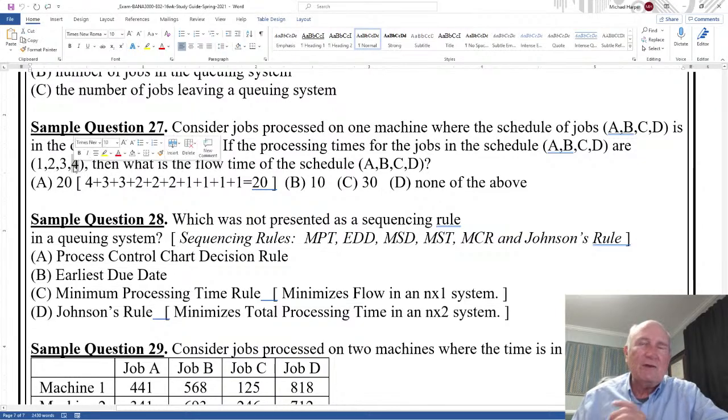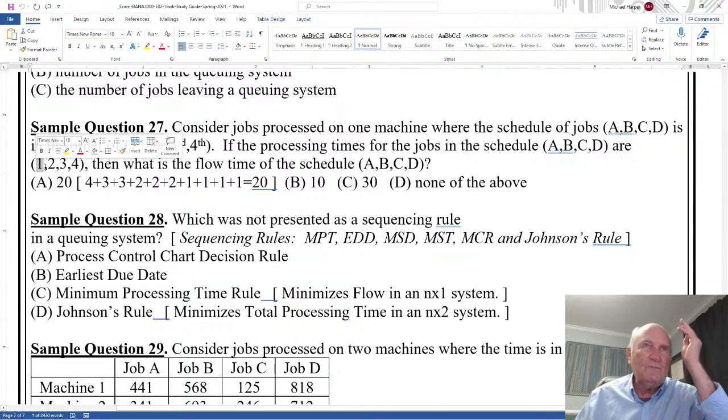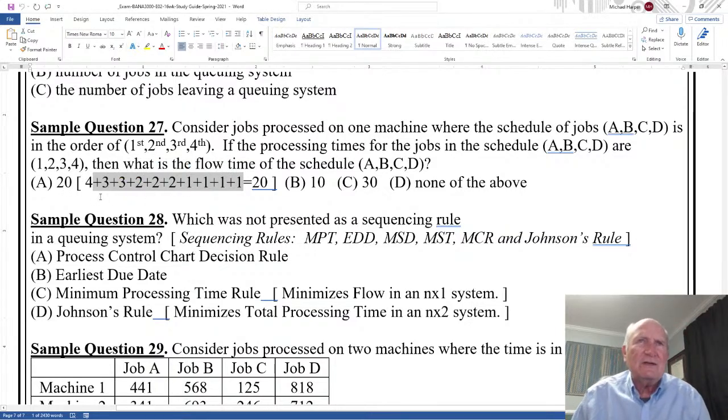Well, the fourth will be added only once because it's the last. The third job will be added twice. The second job will be added 3 times, and the first job will be added 4 times. So this is 4. 2 times 3 is 6. Here's 4. 6 plus 4 is 10. Plus 6 is 16. Plus 4 is 20. So you'll be adding this thing. As a matter of fact, I think I only have 3 numbers in there. You just have to know how to add them up to get the flow time. Because flow time is such an important diagnostic, I think these mechanics are important.